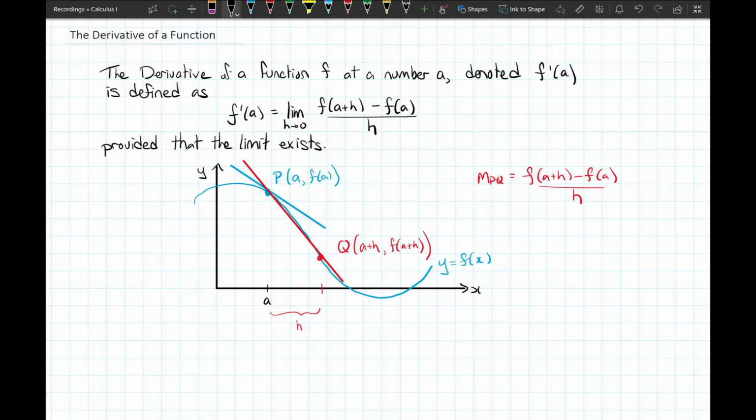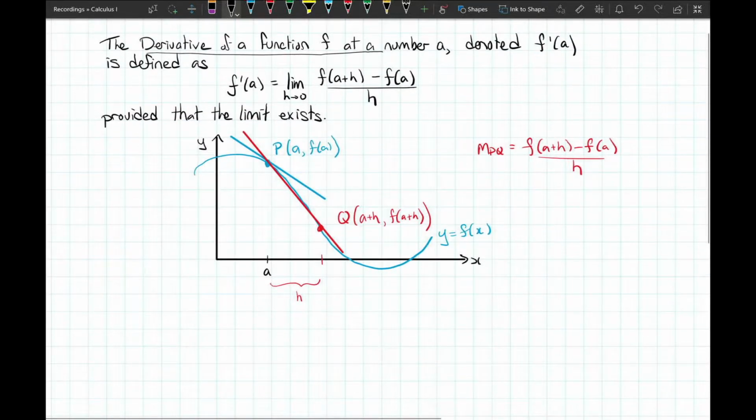So the derivative of a function at a number a is really just going to be the same value as the slope of this tangent line. That's one way to think about it. It's also the instantaneous rate of change of this function. And if our function represents position, the instantaneous rate of change of position will be velocity. So there's lots of uses for the derivative.